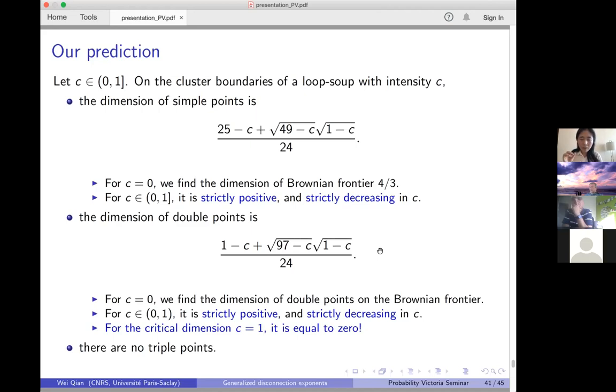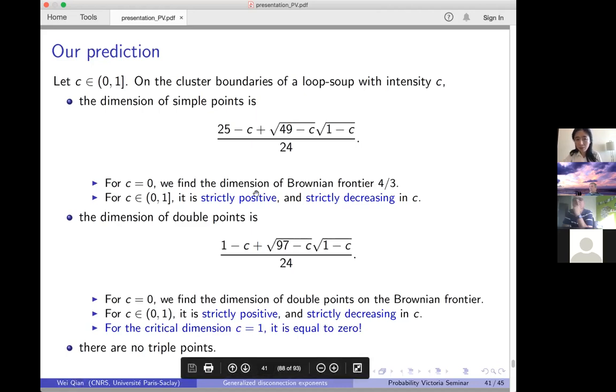So once we rigorously establish the dimension, this shows there do exist double points on the frontier of clusters for C between 0 and 1. However, for C equal to 1, the critical intensity, this dimension will be exactly equal to 0. So this will make it more difficult to say whether there exist double points for critical loops of clusters. Also, there are no triple points for any C.